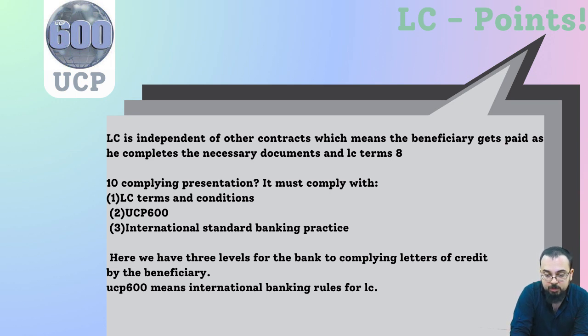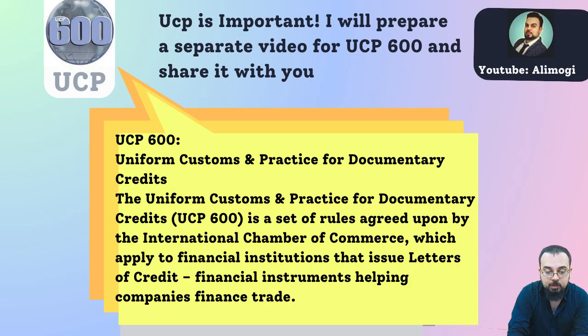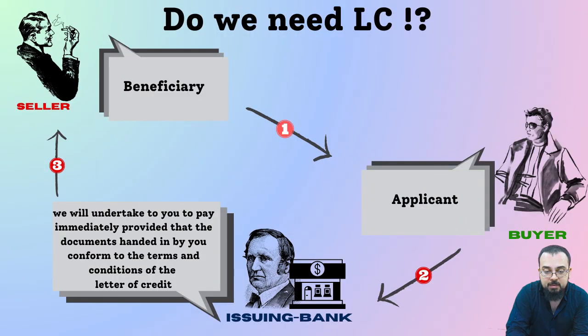Here we have 3 levels for the bank in checking the completion of the letter of credit by the beneficiary. UCP means the International Banking Rules for letters of credit. As you see, we have at least 3 contracts. The main contract between seller and buyer, the applicant's contract for opening the LC, and the LC contract between bank and beneficiary.